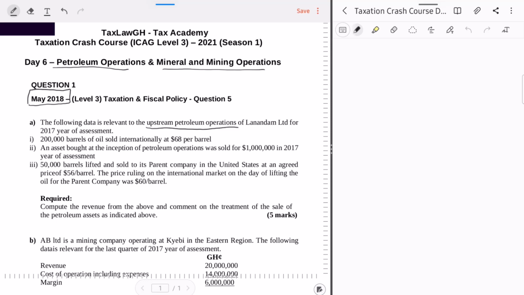Your examiner will seek to test you primarily on taxation as it pertains to the upstream petroleum operations side of things. So here, this question is asking about the upstream petroleum operation, and it says you are required to compute the revenue from the above and comment on the treatment of the sale of the petroleum assets as indicated above. So we'll look at what the law says and we'll apply the law to solve this particular question. And that'll be for the petroleum side of things.